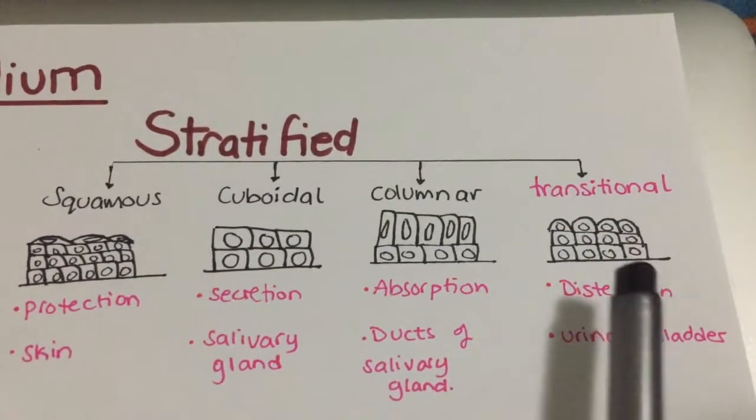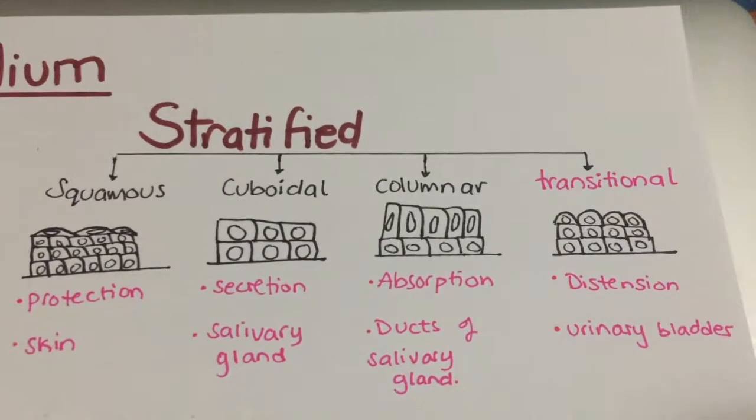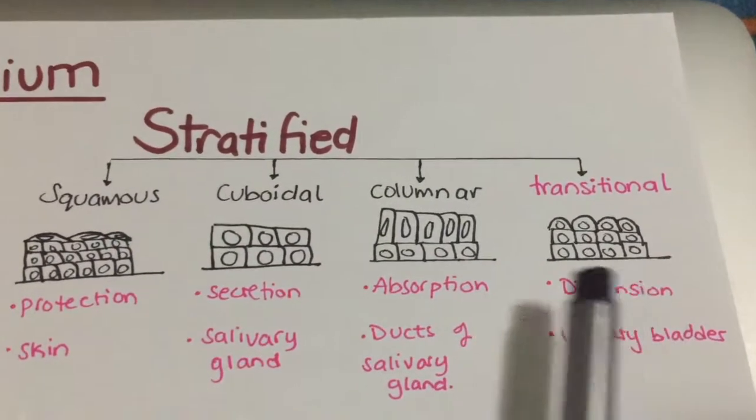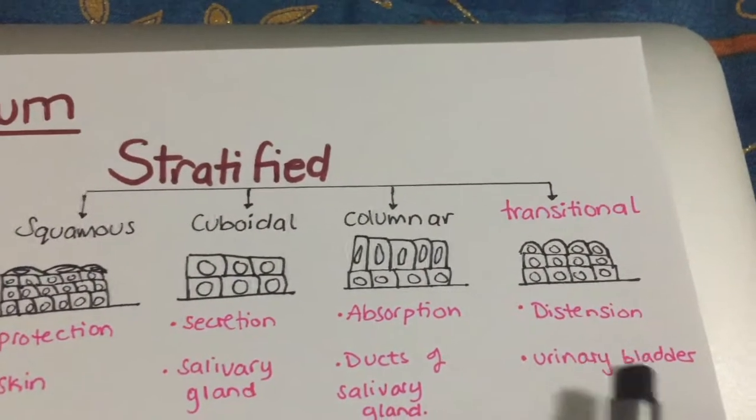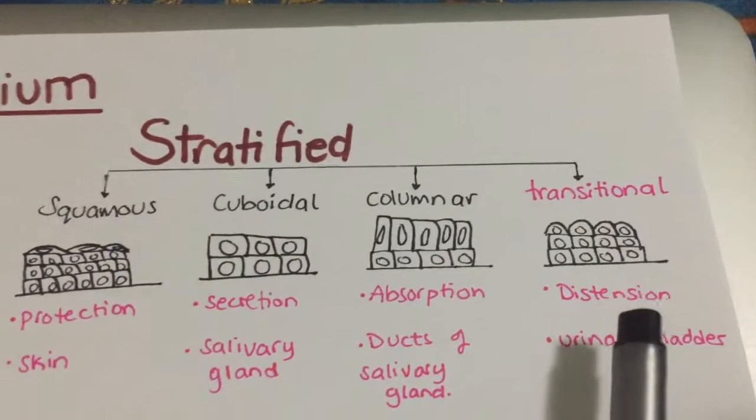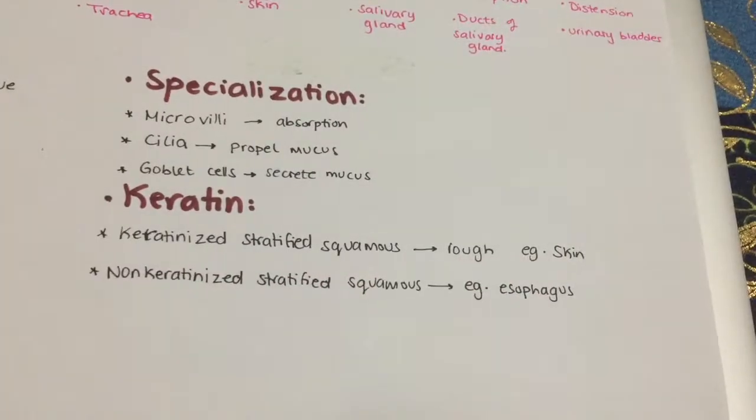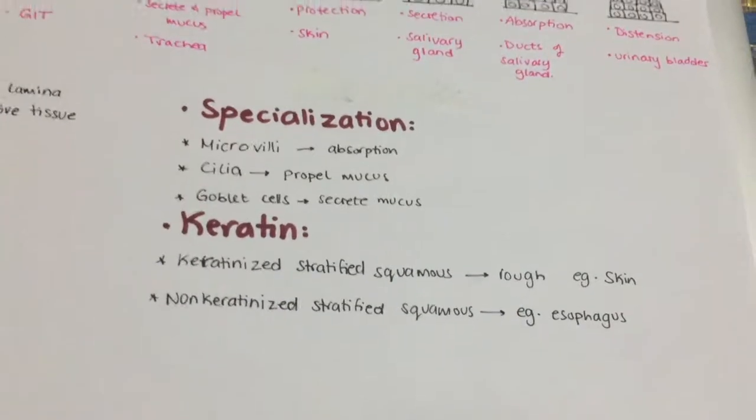The transitional epithelium, since it distends, or since it can get stretched, its function is distension, and it's found in the urinary bladder and also in the urethra. Okay, so now we're going to be talking about the specialization of those cells.